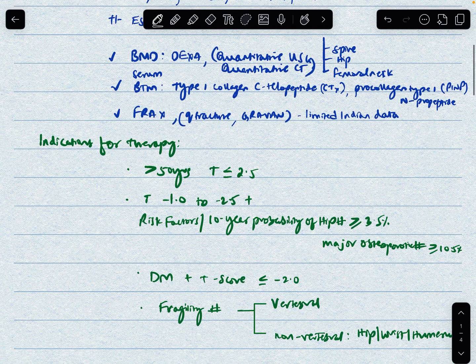Now, a few points about indications for initiating osteoporotic therapy. Therapy is initiated in patients more than 50 years with T score less than minus 2.5, and T score minus 1 to minus 2.5 associated with risk factors or 10-year probability of hip fracture more than 3.5% and major osteoporotic fracture risk of more than 10.5%. Diabetics with T score less than minus 2 and patients with history of fragility fractures also fit the criteria to start osteoporotic therapy.